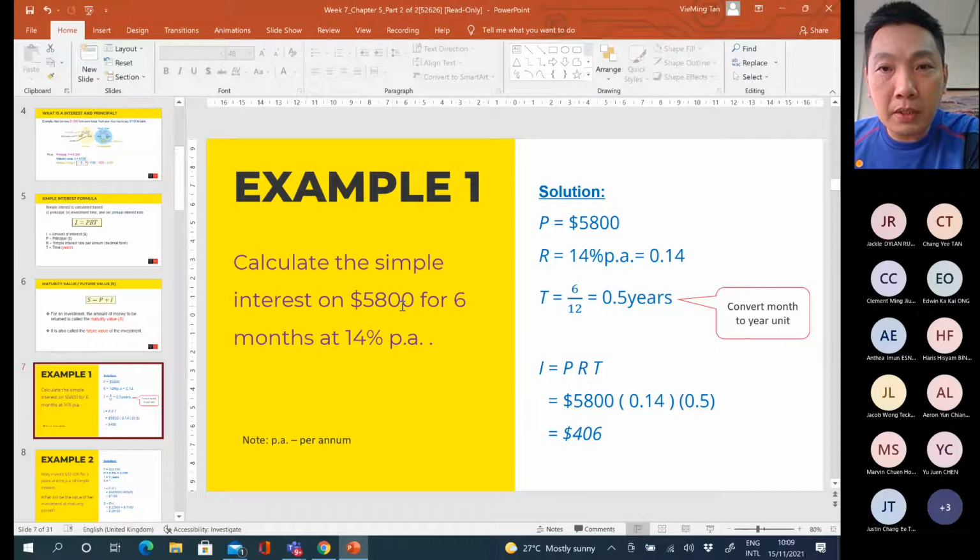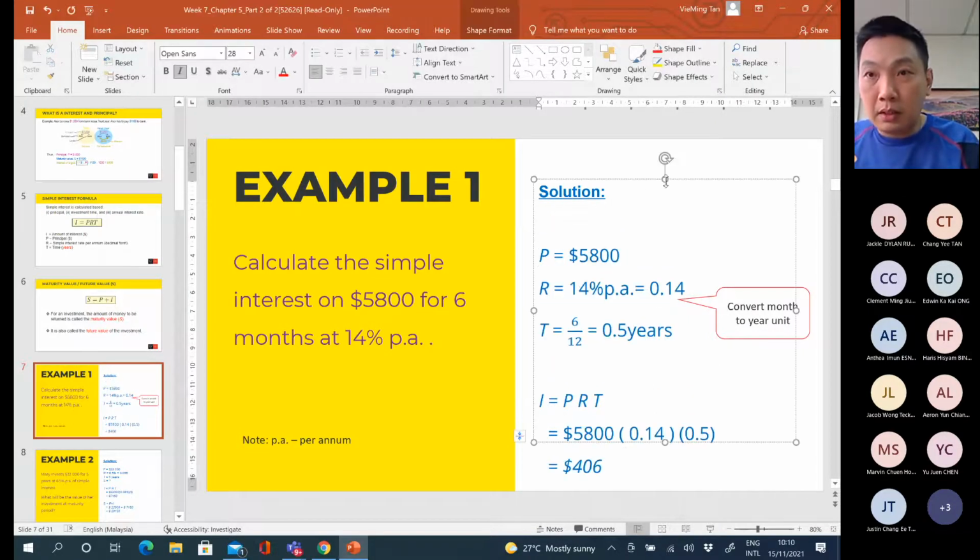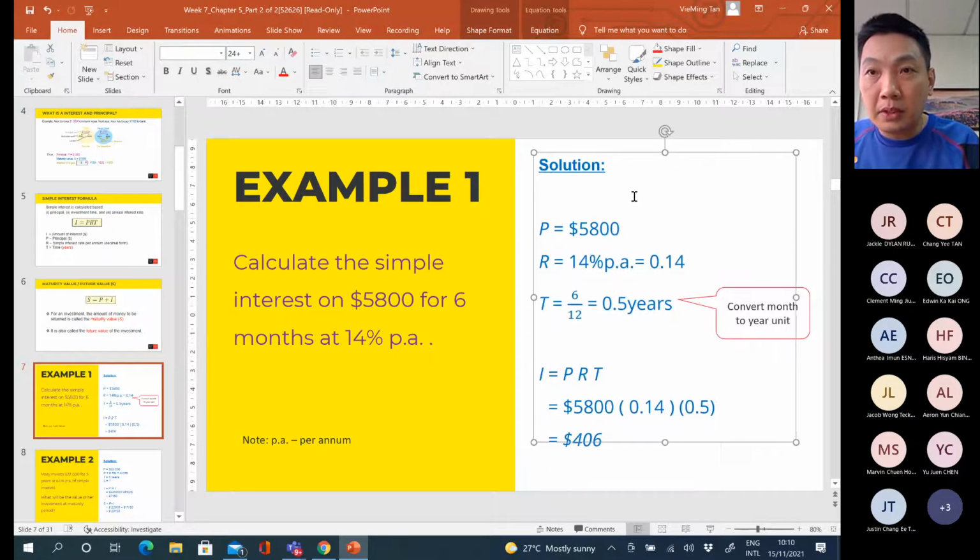However, for this question, the investment period is only 6 months, and the P, which is the original principal, is equal to 5,800. So let's write down the information given first before we solve the problem. All right, so given, we can add the information given.